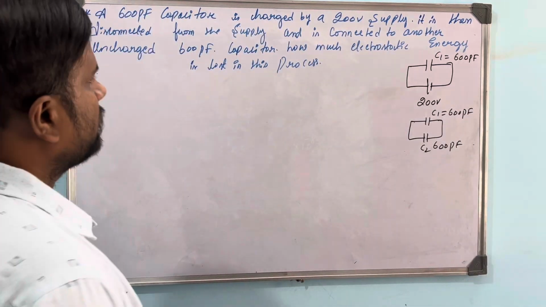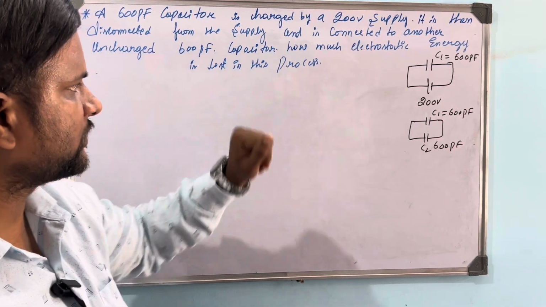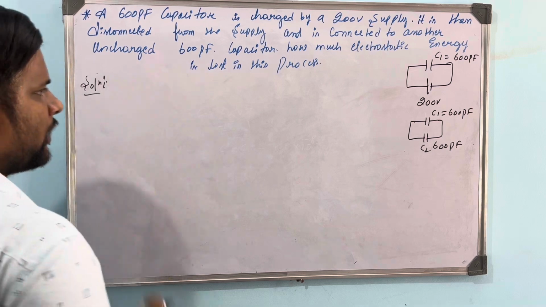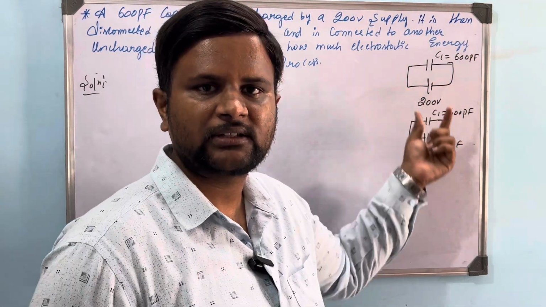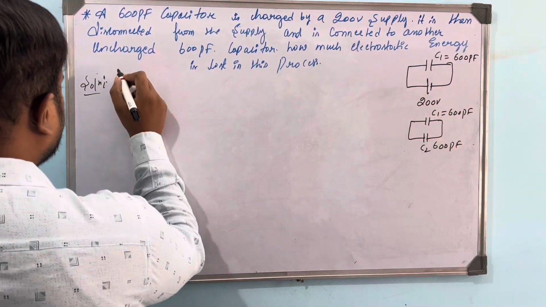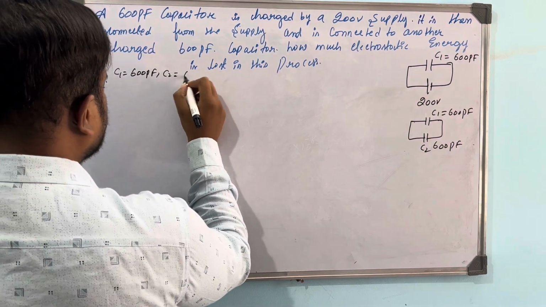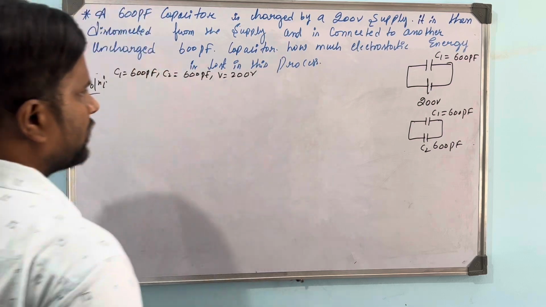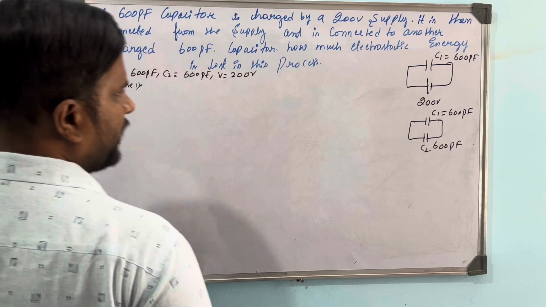Now they are asking how much electrostatic energy is lost in this process. So energy loss they are asking. Here we will get two energies, the initial energy and the final energy, and we need to subtract the final energy from the initial energy. The data given is C1 is 600 picofarad, C2 also 600 picofarad, and V is 200 volt. Initially, in case 1, we need to calculate the energy.